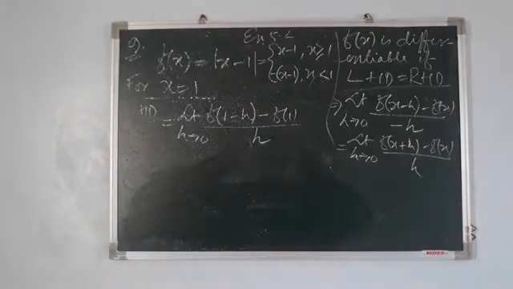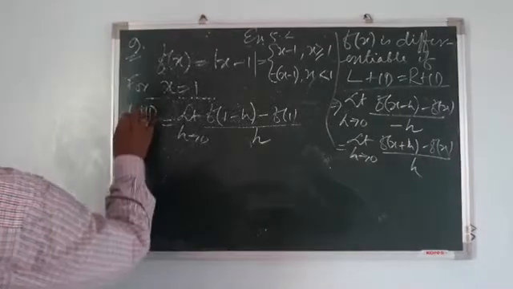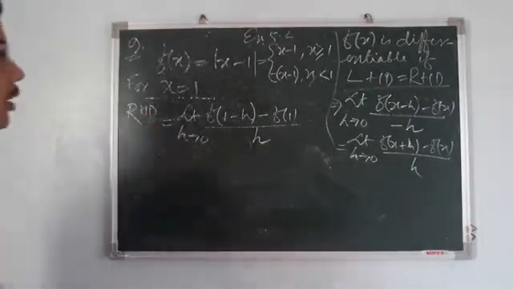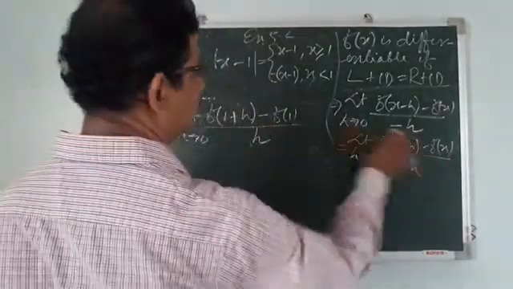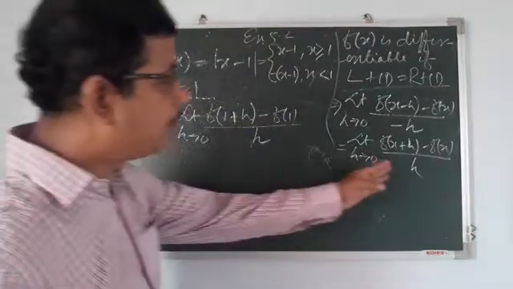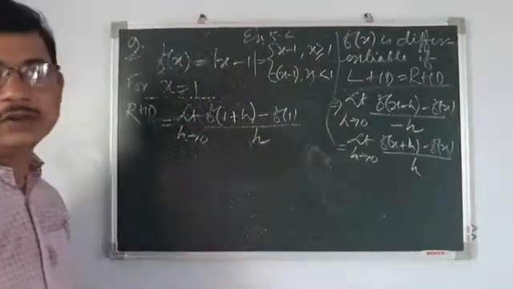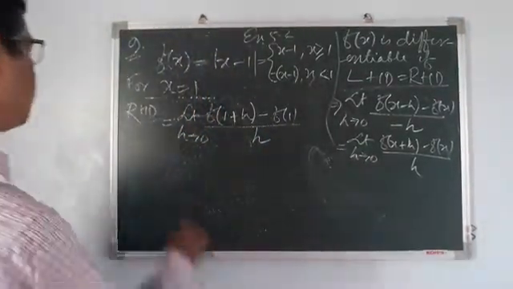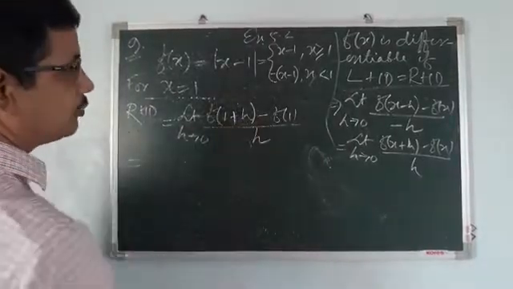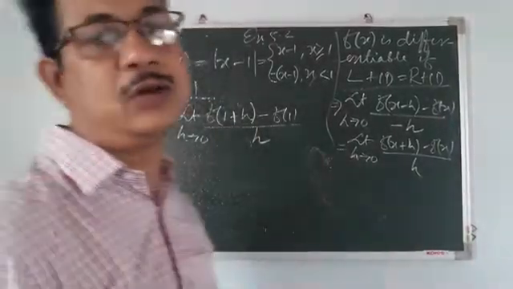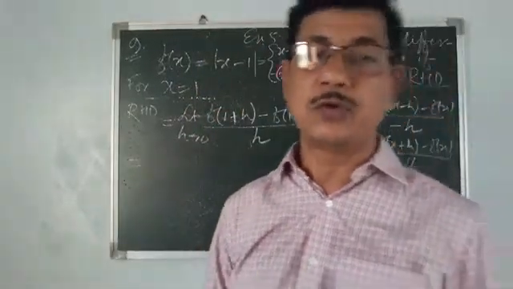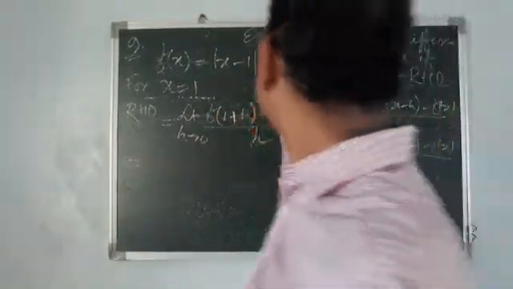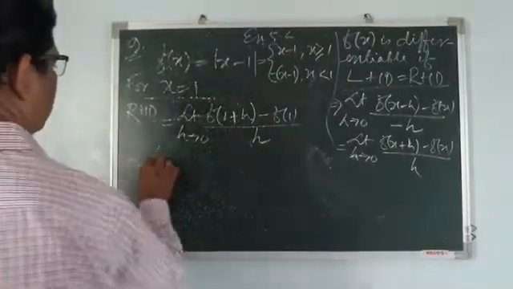So now we are going to do the right hand derivative: f(x plus h) minus f(x), divided by h. I have written it according to the rule. Now 1 plus h is a little greater than 1. h is a very small term, so of course it is greater than 1.